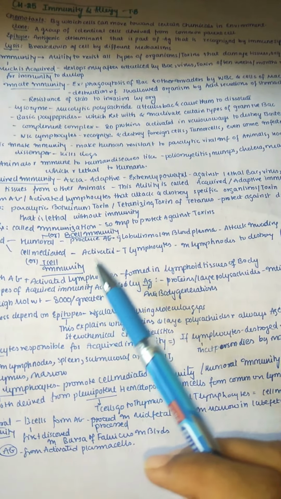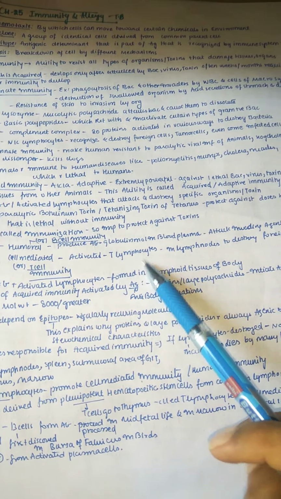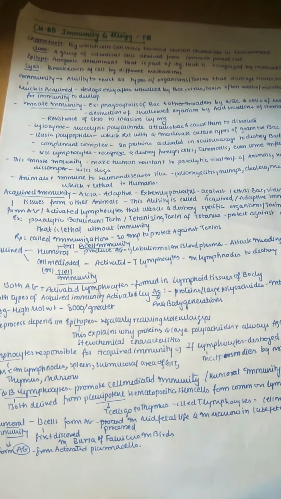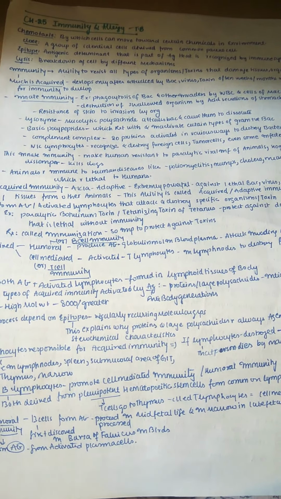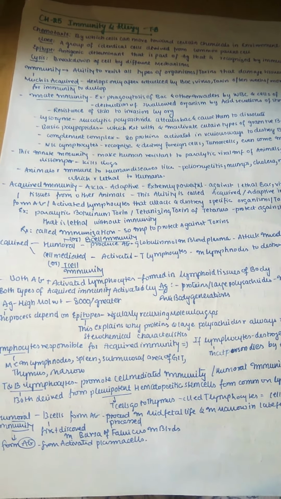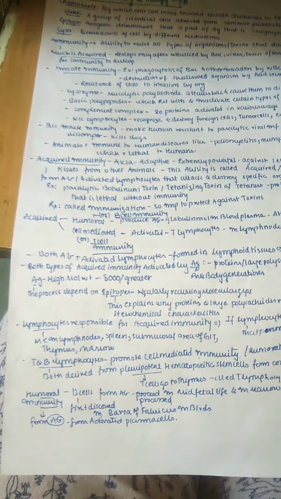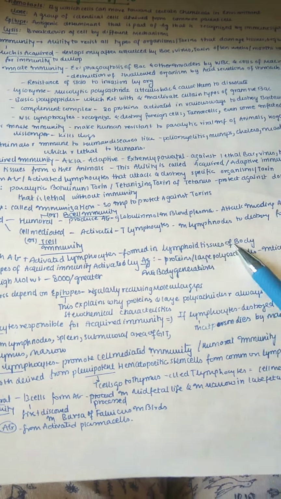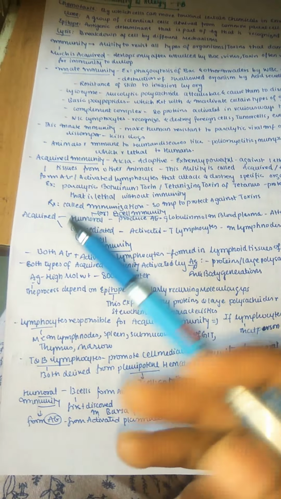Whereas cell-mediated immunity always has activated T lymphocytes in lymph nodes to destroy the foreign agent. T lymphocytes are trained in the thymus and later sent to the lymph nodes. In the lymph nodes, they are always ready to attack invading organisms. So both antibodies and activated lymphocytes, which are formed in the lymphoid tissues of the body, protect us. That is mainly acquired immunity.